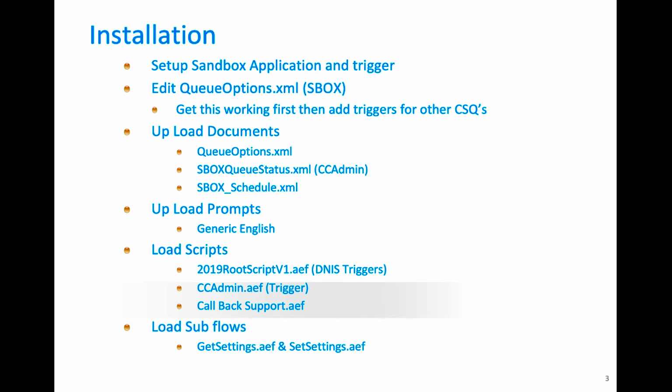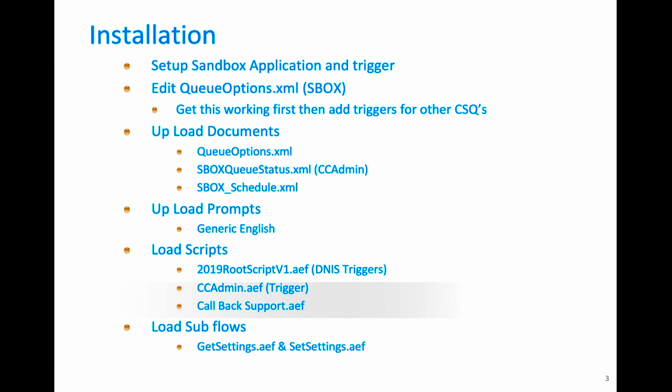So then you're going to want to upload the documents. These documents have to be in the document repository on the UCCX server, or the script will not run. In fact, it'll crash. And typically we find out that you forgot to put in the required subflows, and you forgot to put in the XML files that your script calls on. Upload your prompts. These are generic prompts. They're done in English. If you want Spanish or some other language, you're going to have to do that separately.